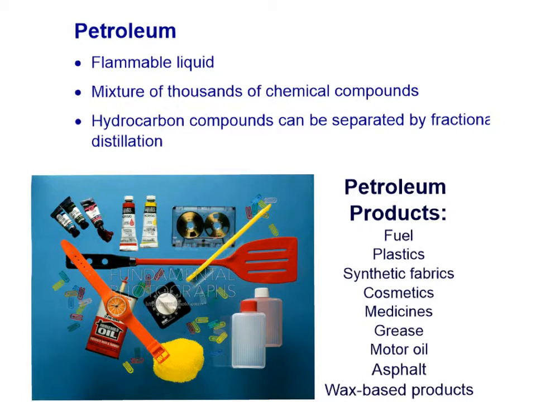Petroleum. Petroleum is a liquid fossil fuel. It's very flammable. It's a mixture of thousands of different chemical compounds. Most of the compounds are hydrocarbons, meaning that their molecules are made out of different arrangements of carbon and hydrogen atoms. These hydrocarbon compounds can be separated by fractional distillation.